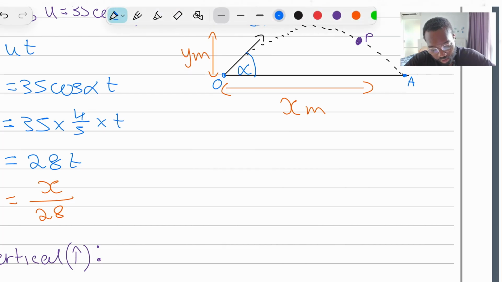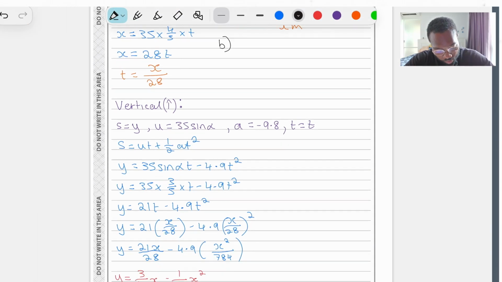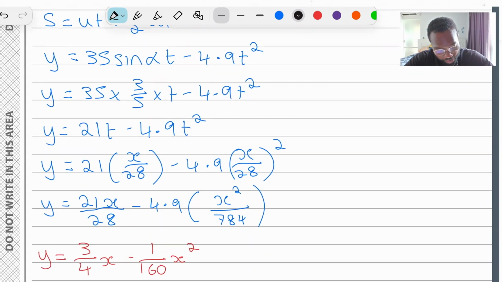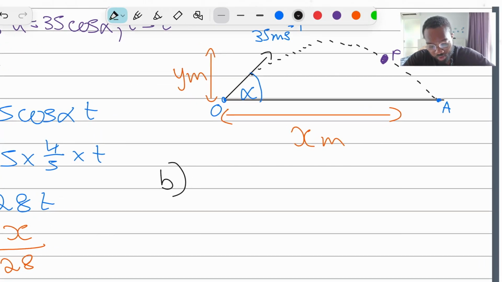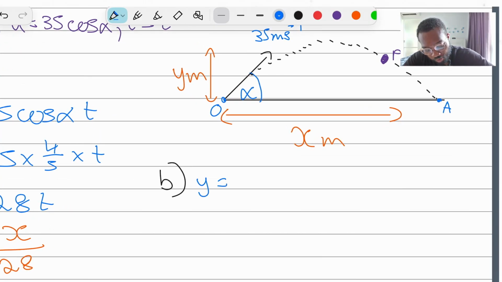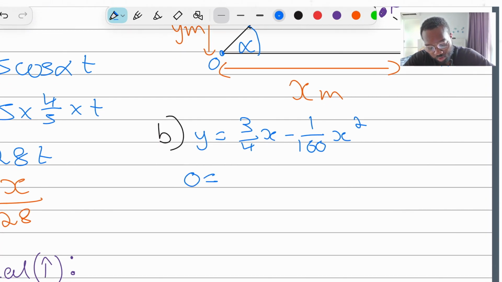Okay, so let's do that here. If we look at what our equation was, well, we know our equation is from the question. So we know that it's 3 over 4x minus 1 over 160x squared. So y is equal to 3 over 4x minus 1 over 160x squared. And we know that y has to be 0 because y is the displacement, right? The displacement will just be 0. So we can just do 0 is equal to 3 over 4x minus 1 over 160x squared. And we can work this out.